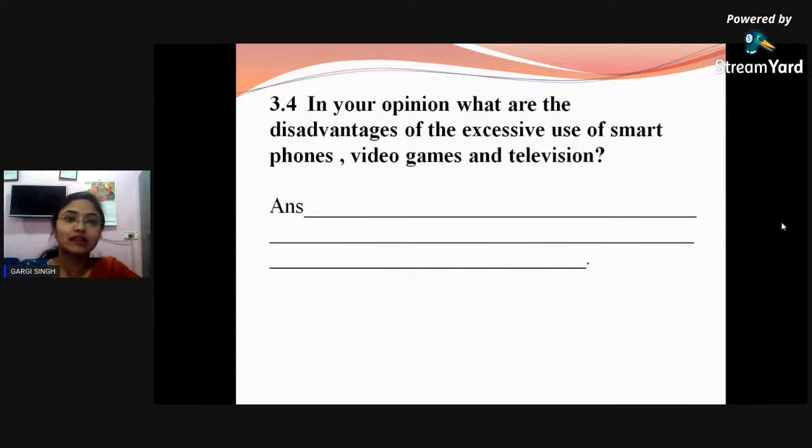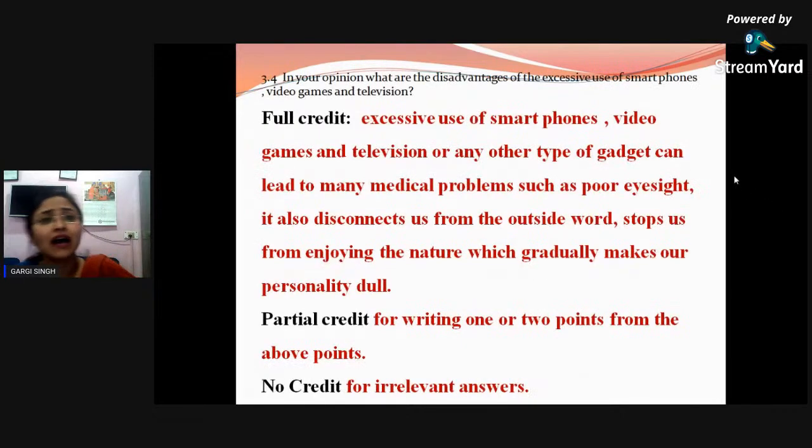So let's see the answer. What is the answer for this question? The answer says you'll be getting full credit if you have written excessive use of smartphones, video games, and television, or any other type of gadget can lead to many medical problems such as poor eyesight. It also disconnects us from the outside world, as many of you have said, from your families, stops us from enjoying nature, which gradually makes our personality dull. So if you see the answer, there are three things that are required.